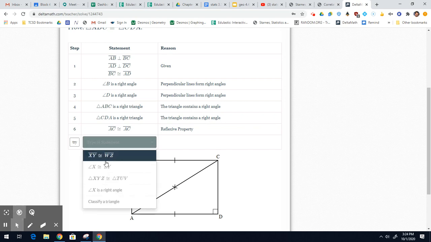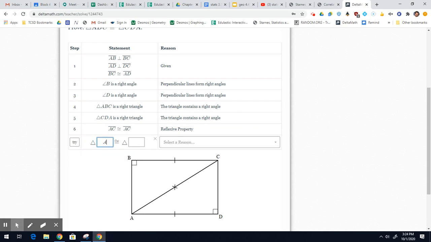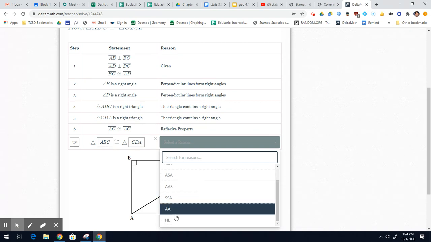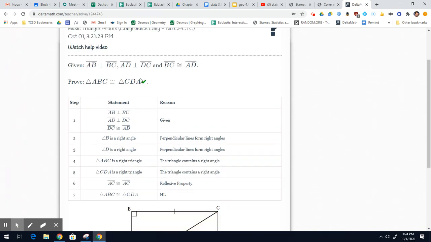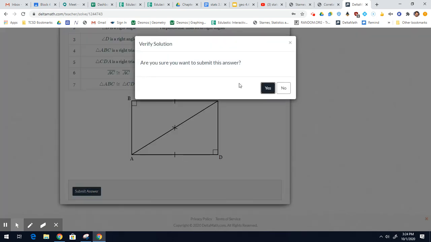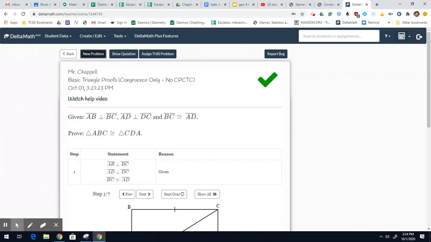So I'll come over here. I want to say triangles are congruent. It was ABC and CDA. And this reason is HL. Just got to scroll down, and there's my HL. Oh, there's my green check mark. Love it. Submit my answer. Even bigger green check mark. I like it even more.